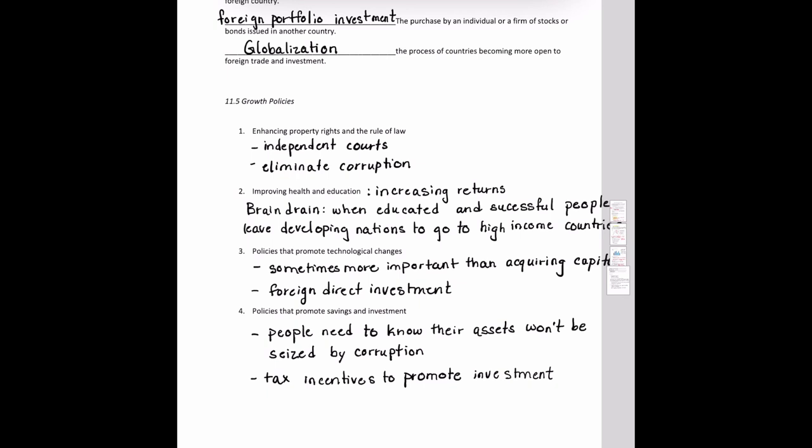Finally, policies that promote saving and investment. People need to know their assets won't be seized by corruption. Corruption is another important factor here. You need to eliminate that so people can be confident in the financial system. Governments can also encourage savings and investment through tax incentives, tax advantage savings plans, or investment tax credits. But there has to be confidence within the financial system before people will be willing to save and invest.